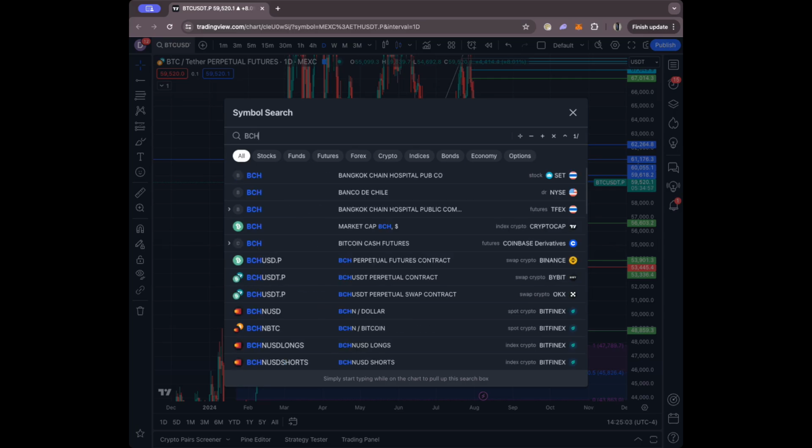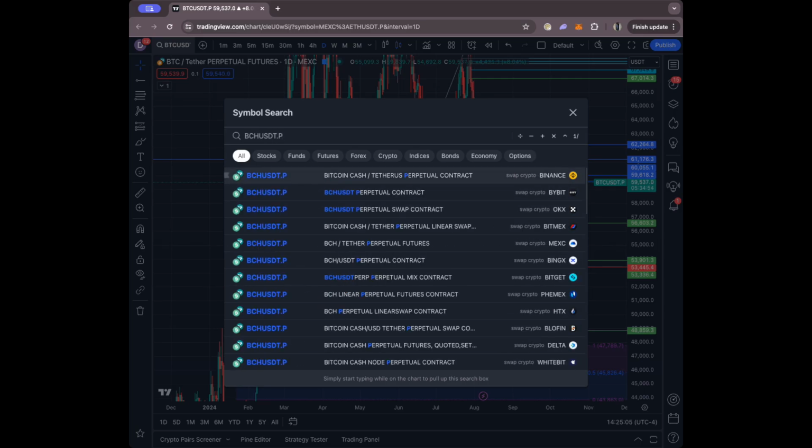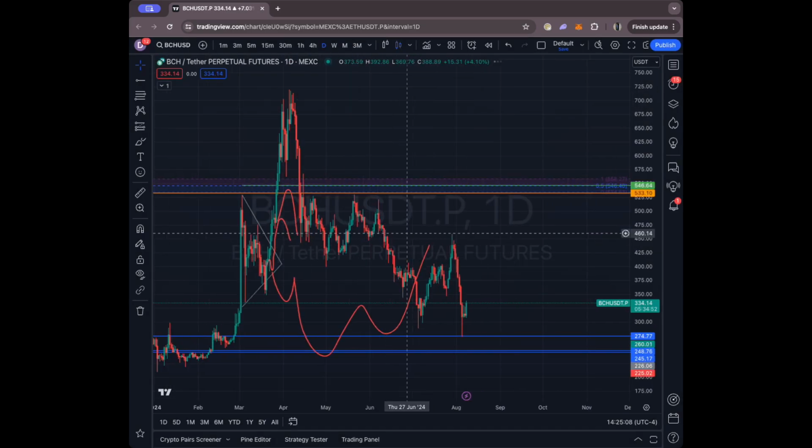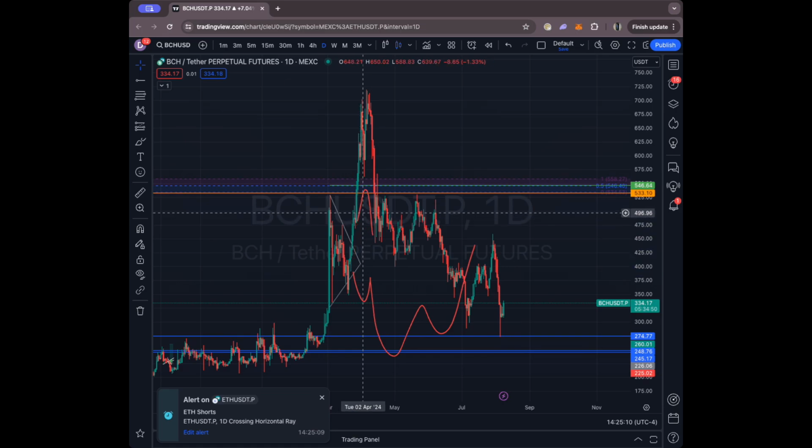BCH, let's check that one out. And again, if you guys have any others, please let me know. Also, I use the MEXC charts for the most part. I'll clean up my chart a little bit.